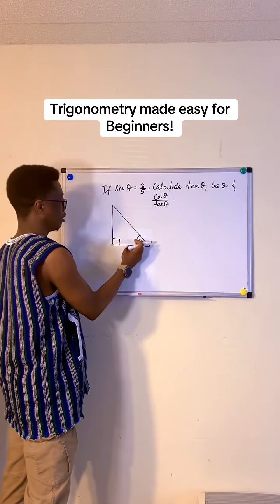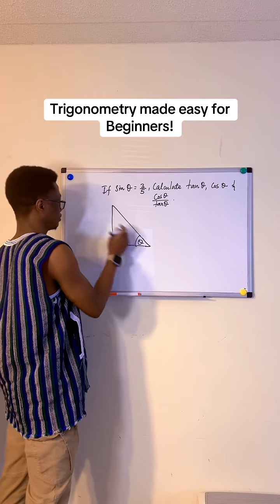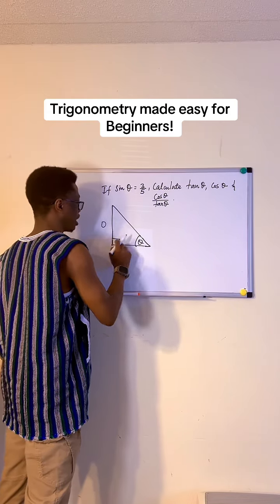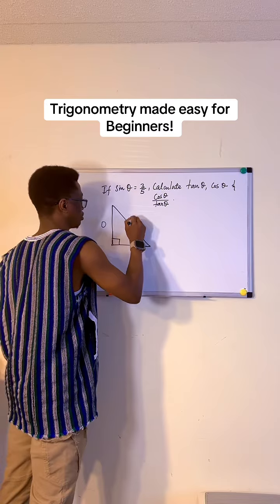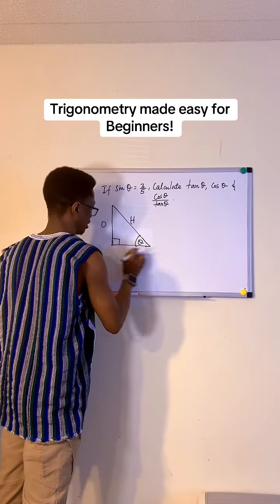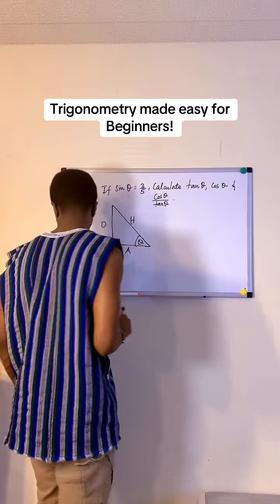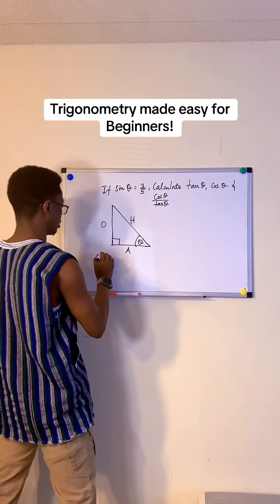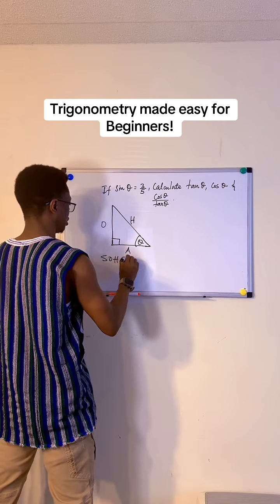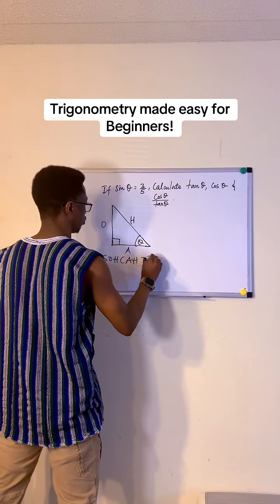So if this is theta, the side facing this angle is the opposite. Here we have this one, the opposite. This is going to be the hypotenuse, and the base here, the remaining one, is the adjacent. So we apply SOH CAH TOA.